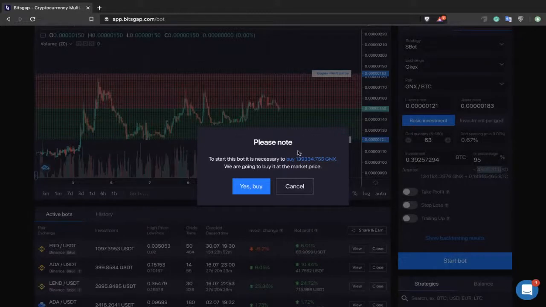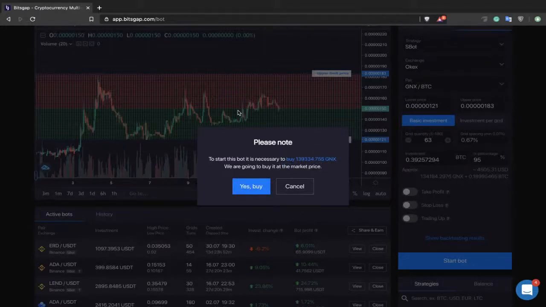the system will tell me that in order to launch this bot, I must have that amount of GNX on my account. And notice that the number is different. So here it's almost 14,000, whereas here it's 13,000. Sorry, that's 134,000. So you see a different number. That's because the fees that we will pay in this configuration are already priced in. So that's why we will buy more GNX to pay in fees. So as I don't have this amount on my balance, I will click on yes buy, and the system will automatically buy this amount at the market price.